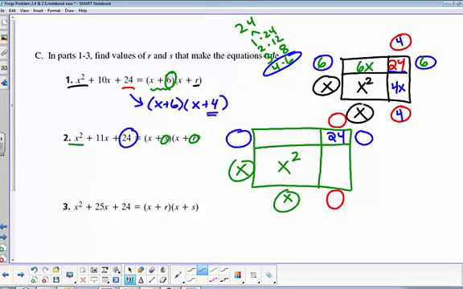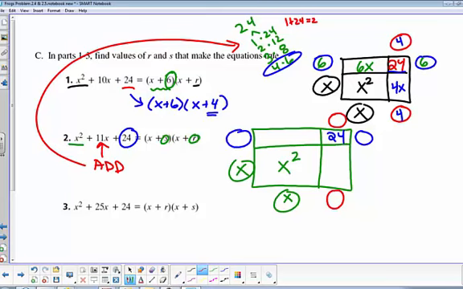And I want them to add to give me 11. So I'm going to look up here at my factors. 1 plus 24 is 25, so that does not add to give me 11. 12 plus 2 is 14. That does not add to give me 11 either. 8 plus 3 is 11.